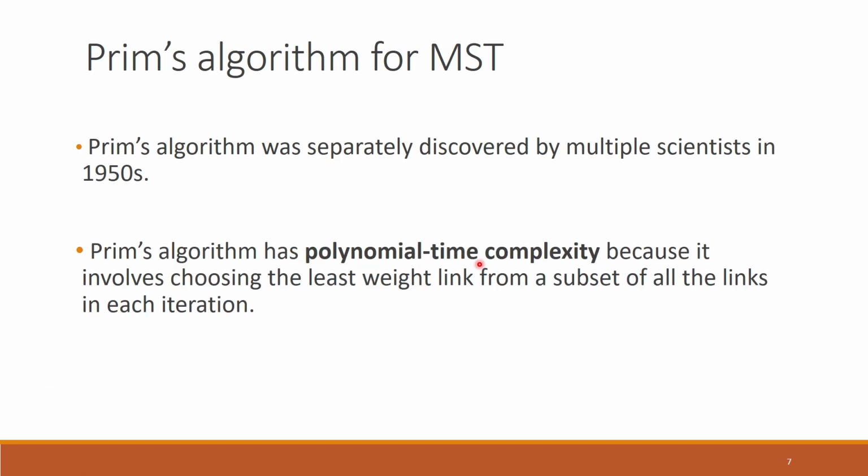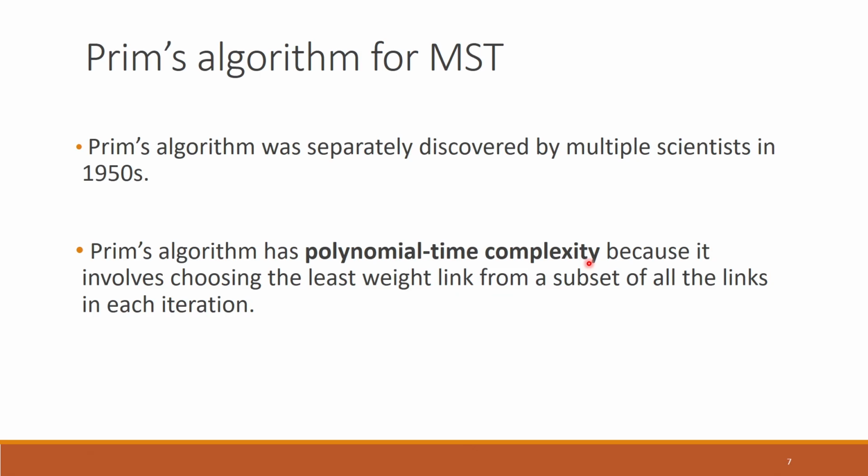Now this Prim's algorithm also has polynomial time complexity. So let us see why that is the case. What is this Prim's algorithm doing? Every time it is looking for an edge which has the least weight, and by addition of that edge the existing tree gets connected to a new node. Okay. So let us see how many times that step will be executed.